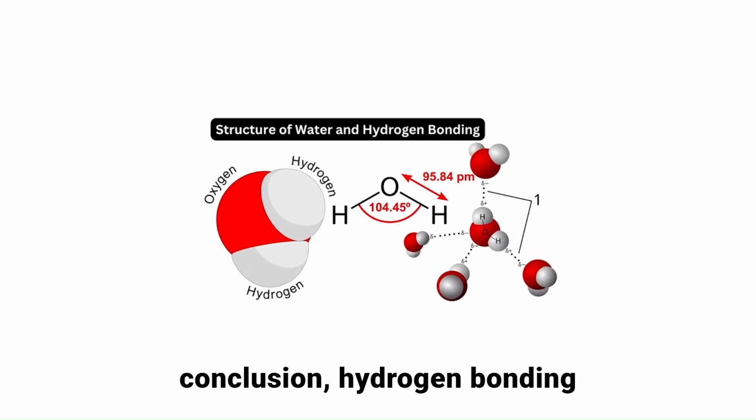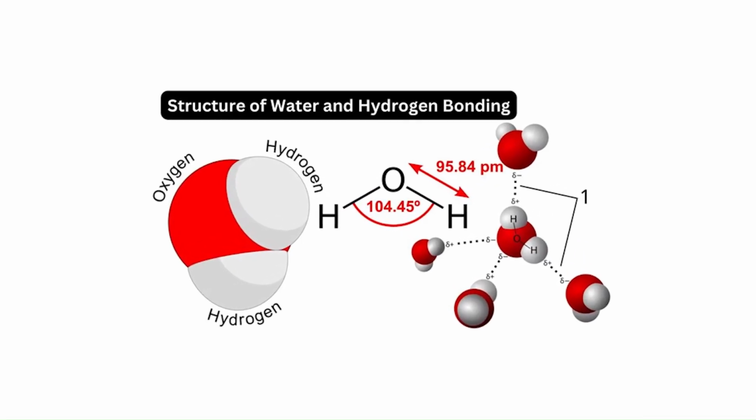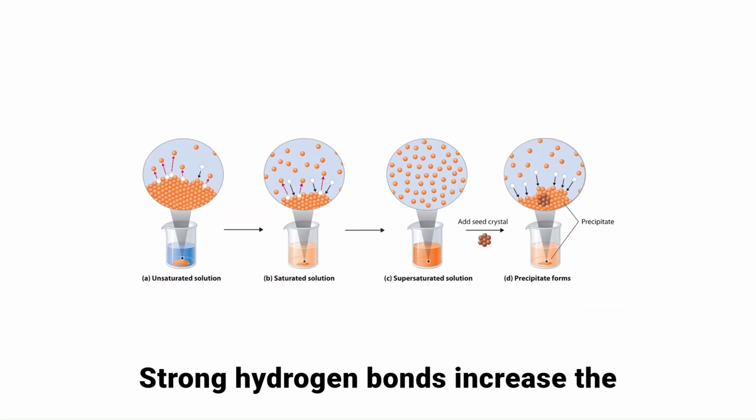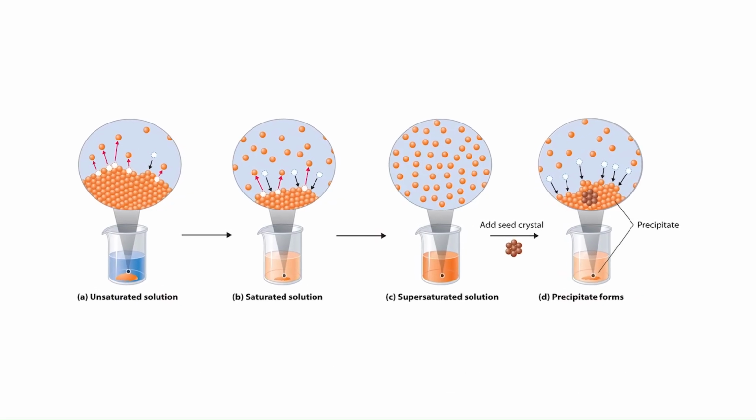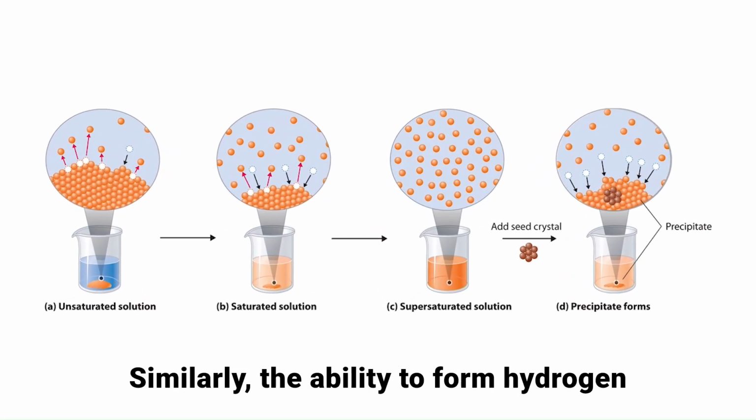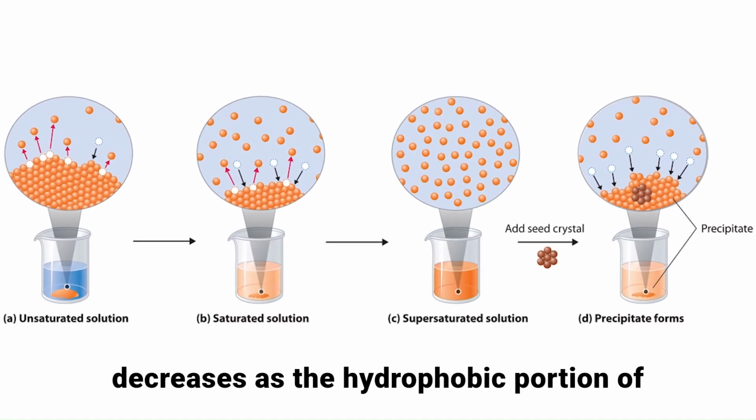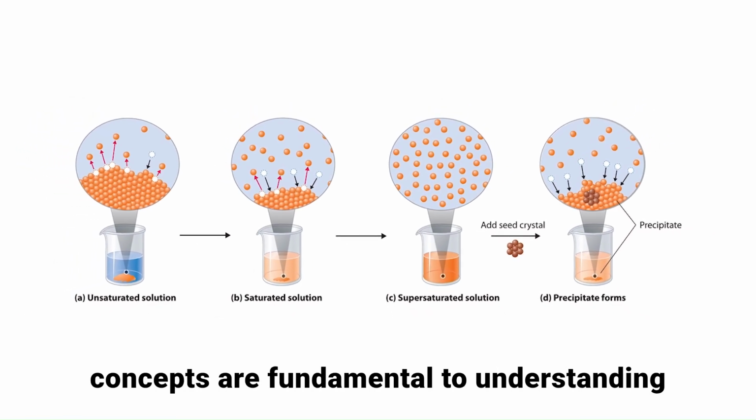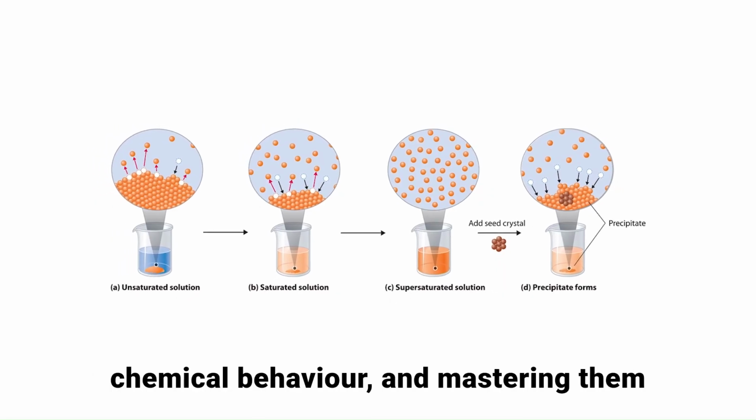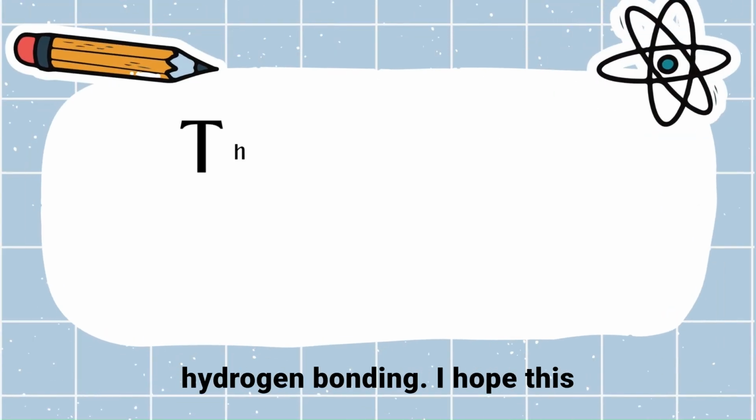In conclusion, hydrogen bonding significantly influences both the boiling point and solubility of substances. Strong hydrogen bonds increase the boiling point by requiring more energy to break the interactions between molecules. Similarly, the ability to form hydrogen bonds enhances solubility in polar solvents like water, although the effect decreases as the hydrophobic portion of the molecule increases. These concepts are fundamental to understanding chemical behavior, and mastering them will give you a solid edge in your exam preparations.